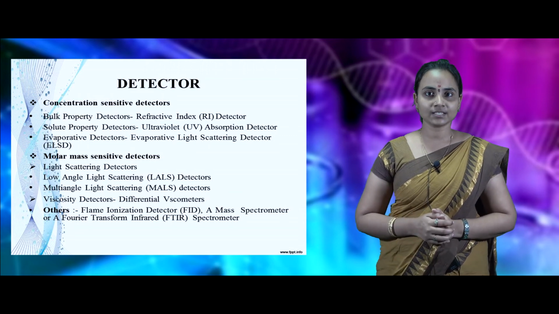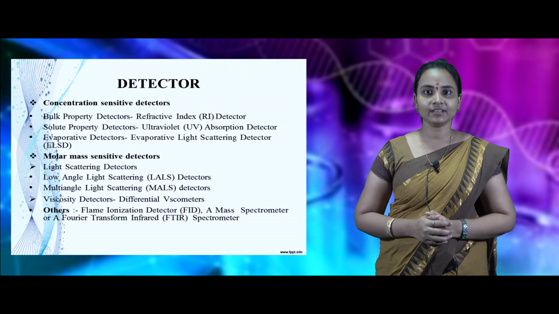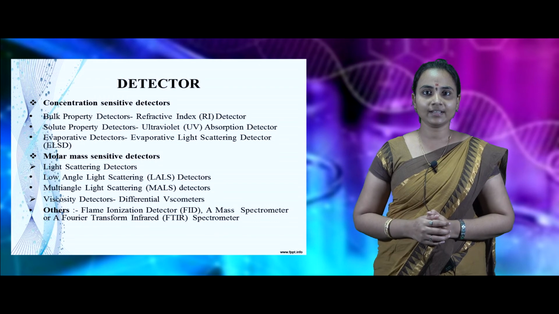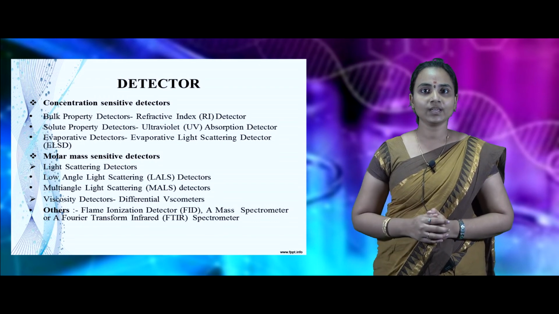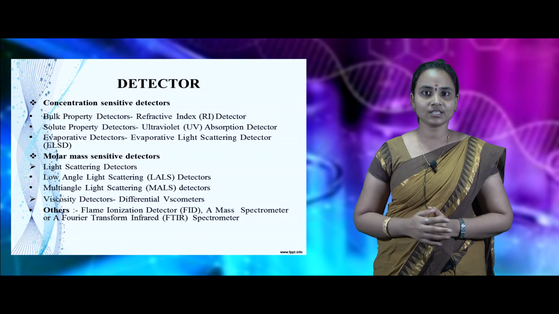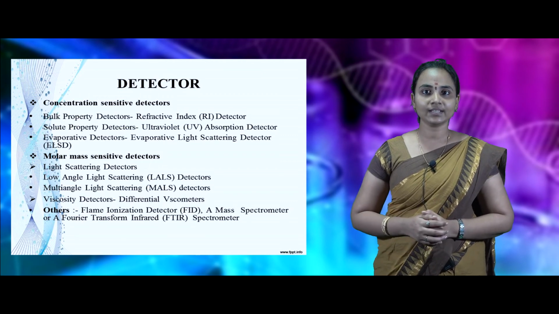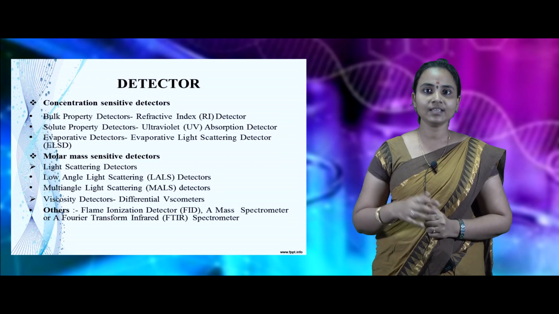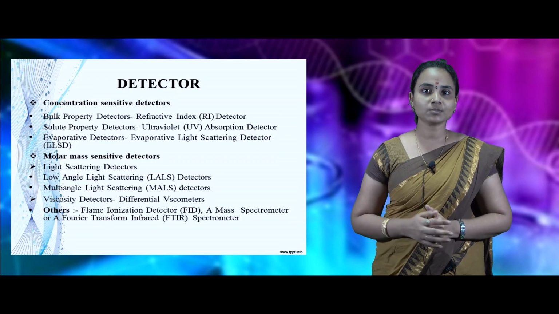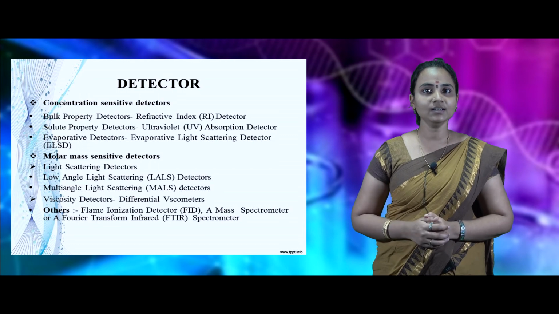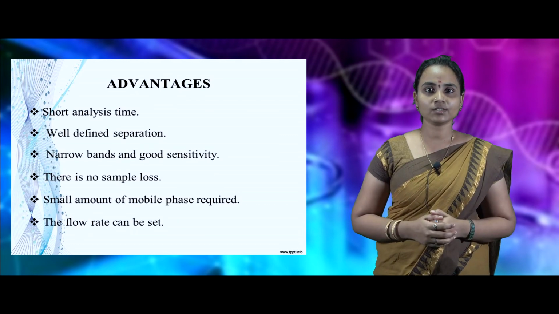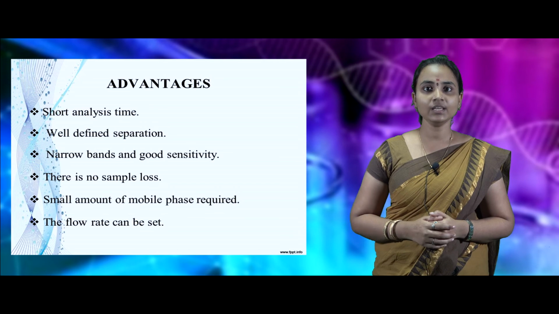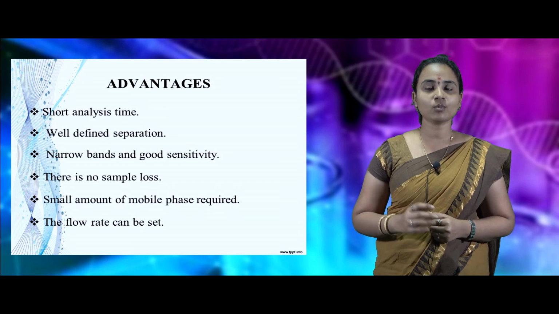In molar mass sensitive detectors, we have light scattering with low angle light scattering detectors and multi-angle light scattering detectors. And also we can do detection using viscosity detectors. Some other detectors are FTIR, that is Fourier transform infrared detectors, and mass spectroscopy can also be used as a detector.